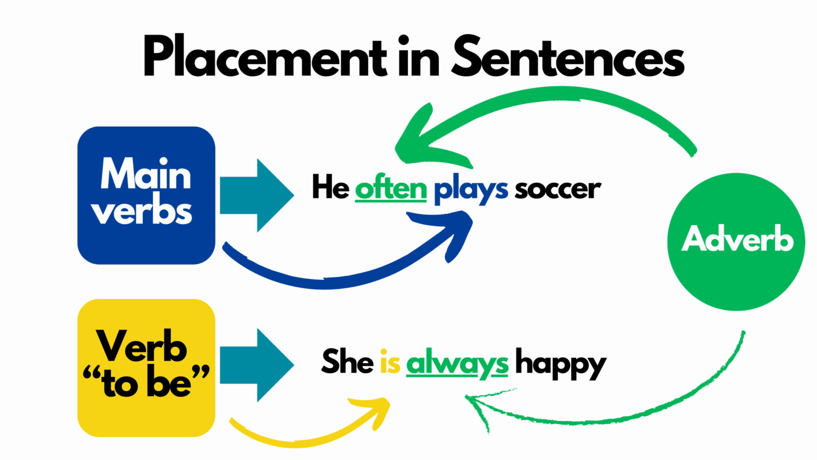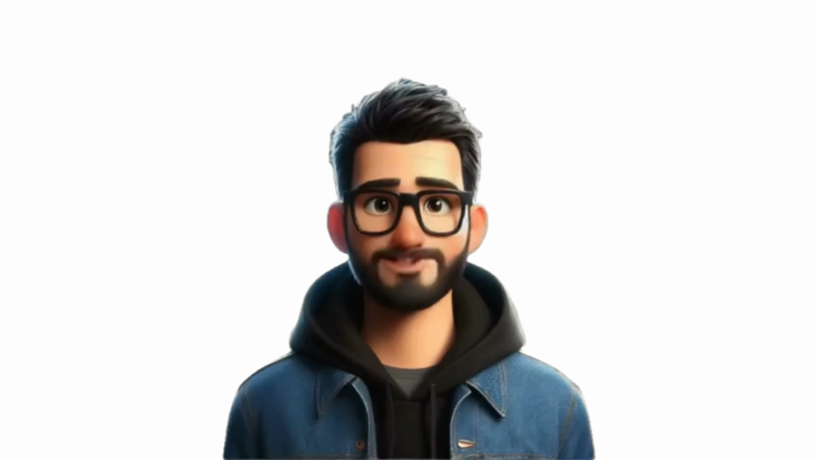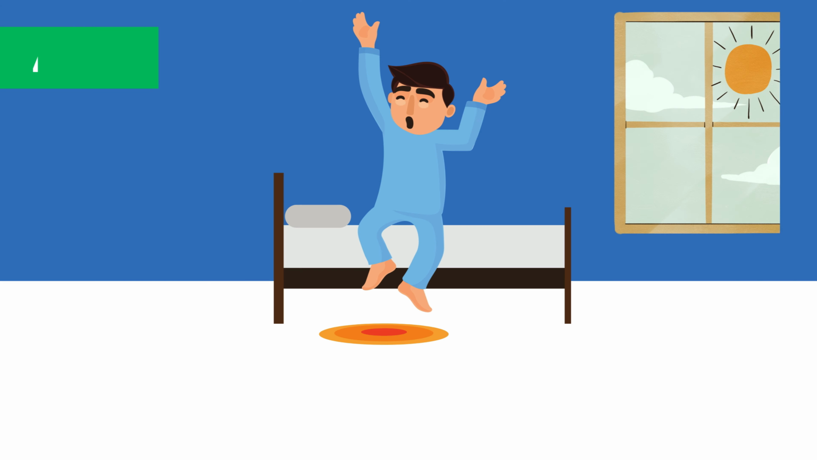Placement in sentences. Adverbs of frequency are generally placed before the main verb in a sentence but after the verb to be. With main verbs, example, he often plays soccer. Before the main verb plays. With the verb to be, example, she is always happy. After the verb is. Here are some other examples.